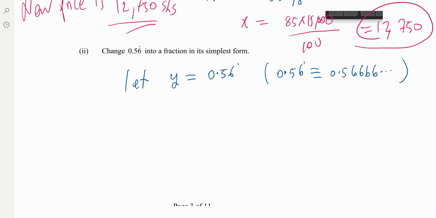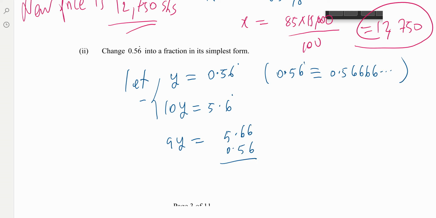So you're going to multiply by 10 both sides. So 10y will be 5.6 repeating. So now taking the difference, we'll be having 9y equals 5.60 minus 0.56. From here we can see that 9y will be equal to, you subtract, you get 1660 minus 5, it is 1.5.